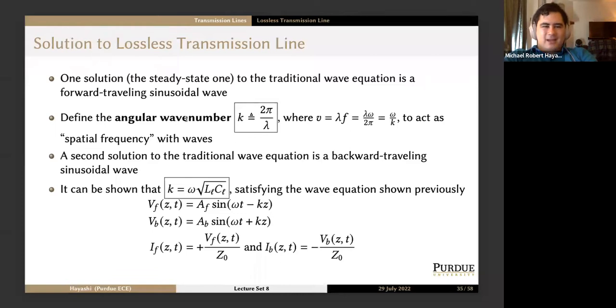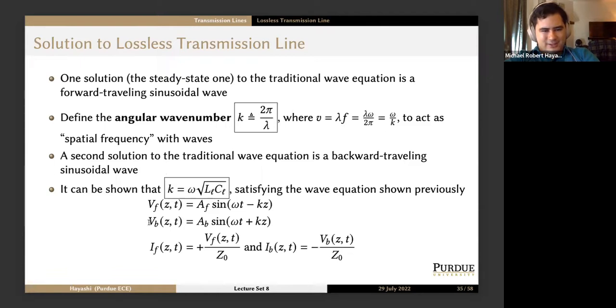So that's kind of interesting. We're going to define angular wave number k. We're going to throw a bunch of constants in this lecture set. That's just the nature of the beast. It's just 2 pi over lambda, where v is equal to lambda f, or lambda omega over 2 pi, or omega over k. It's going to act as a so-called spatial frequency with waves. So this is like the spatial component of radial frequency, or a spatial analog to radial frequency.